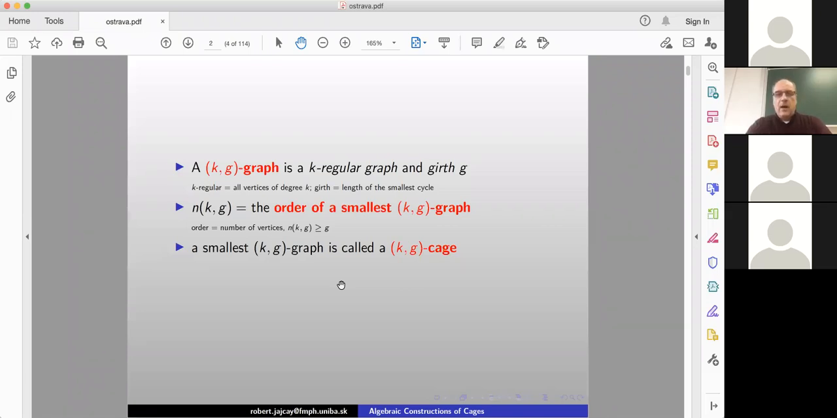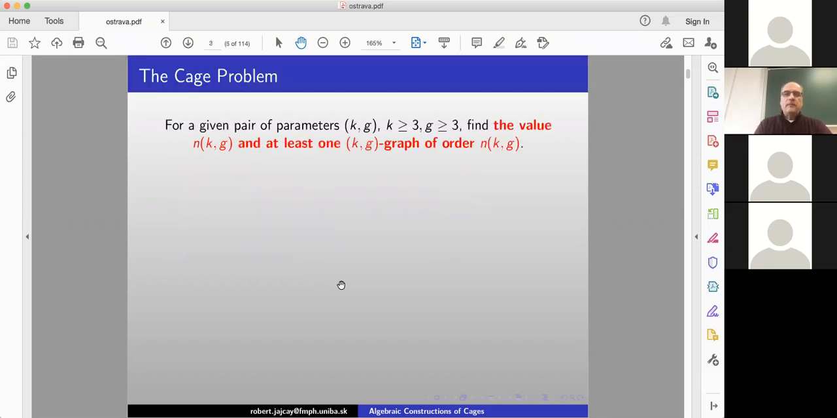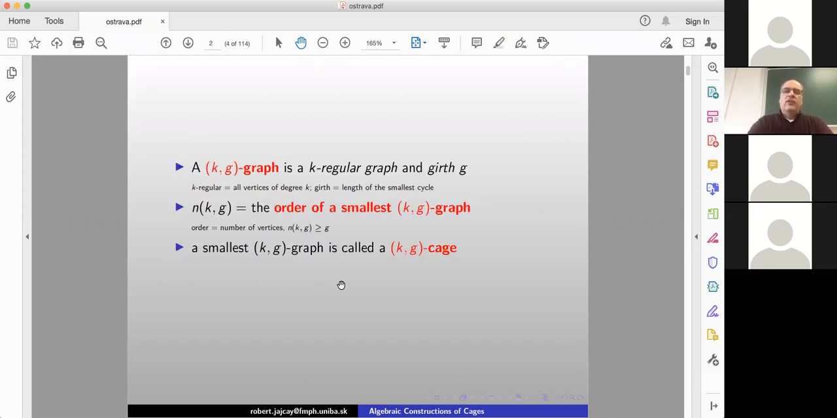Finally, we're getting to the main term from the title of my talk. One of these smallest graphs among all the k-g graphs that has the smallest order is called a k-g cage. I should just warn right away, there could be a unique one or there could be several graphs of the same order. So that's why I say a k-g cage. So that's the introduction. This is going to be my topic. I will be looking for cages. And so I will be looking for graphs optimal within a specified class and optimum with respect to the order.